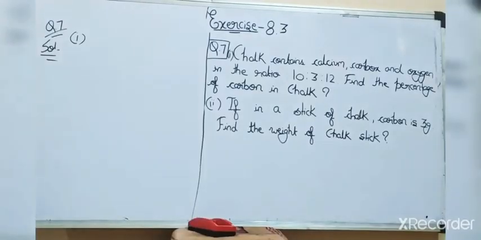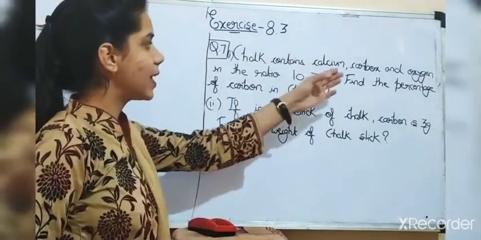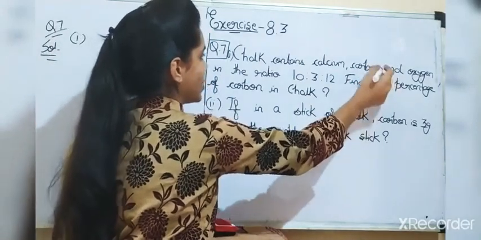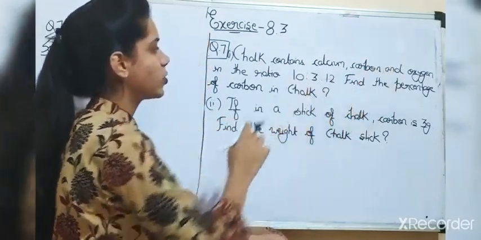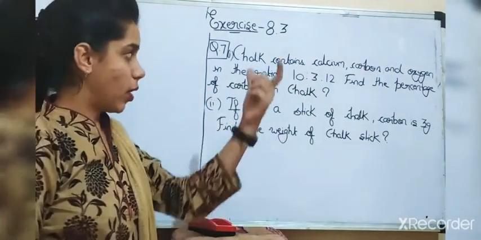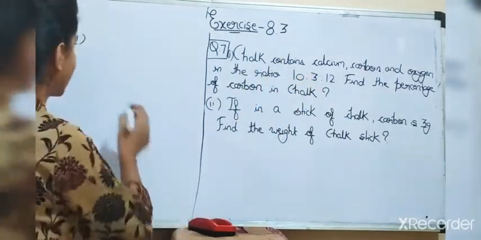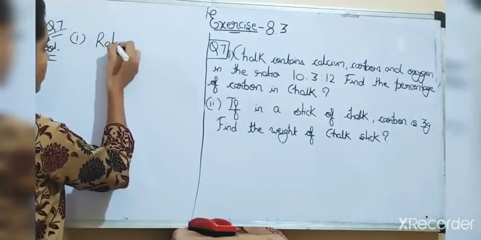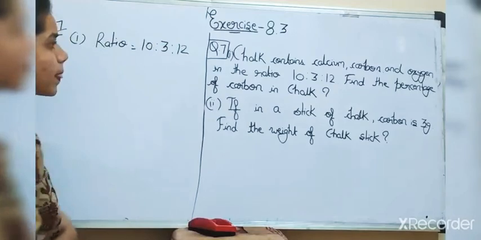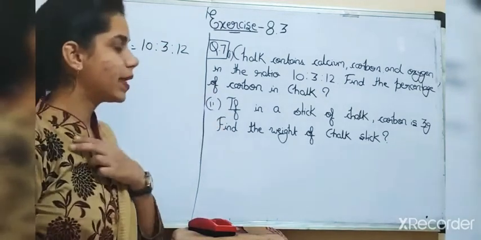Now let's move to question number 7. Chalk contains calcium, carbon and oxygen in the ratio 10, 3, 12. Find the percent of carbon in chalk. Now the ratio given is 10, 3 and 12.